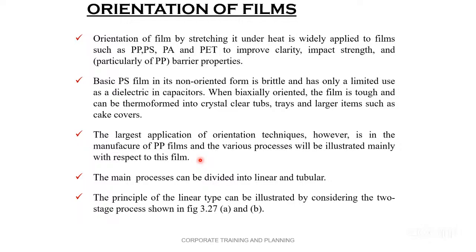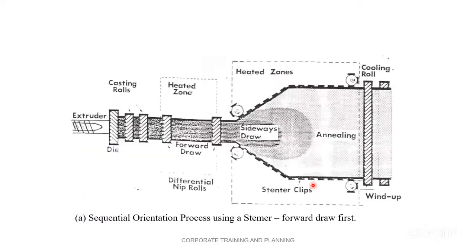I told you, friend, PP film is largely used in the market. The main process can be divided into linear and tubular. Right? Linear means linear. Tubular means bubble-like. Now see here how the linear and tubular film take place. See the extruder here. There are casting rolls. This is a die here, friend. Heated zones are there.